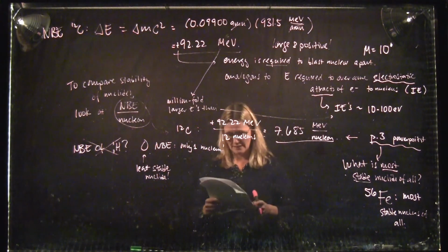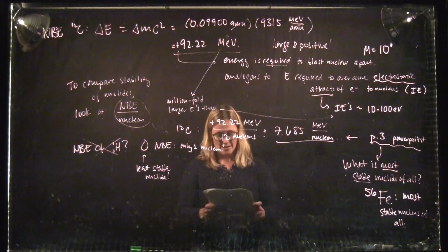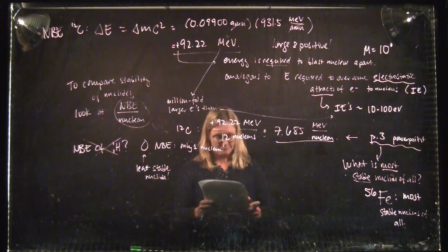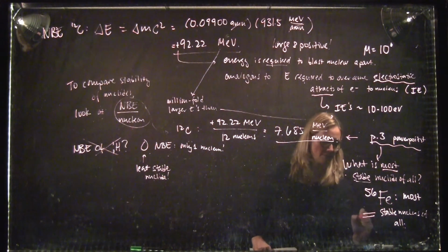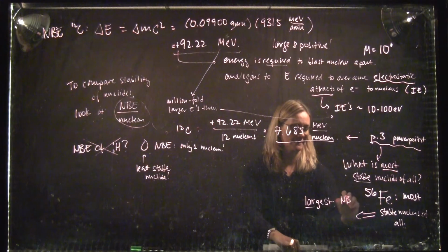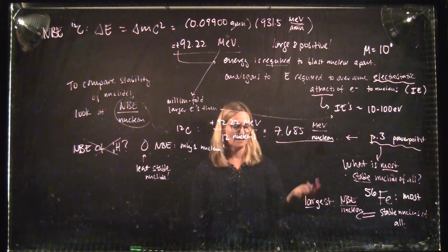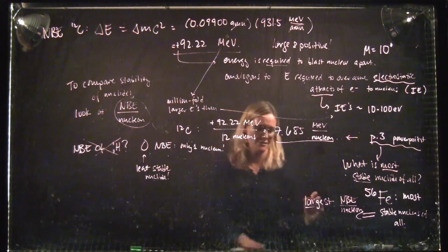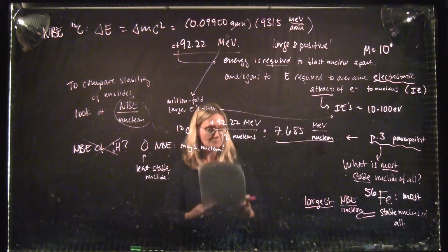And so the most stable nucleus of all is this iron 56, which is equivalent to saying it has the largest nuclear binding energy per nucleon. So those are equivalent statements. When I say it is the most stable nucleus, what I'm saying is it has the largest binding energy holding that nucleus together on a per nucleon basis.